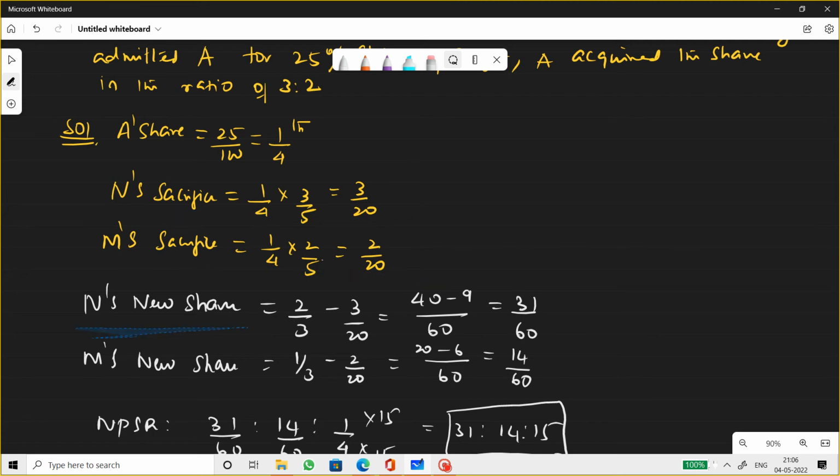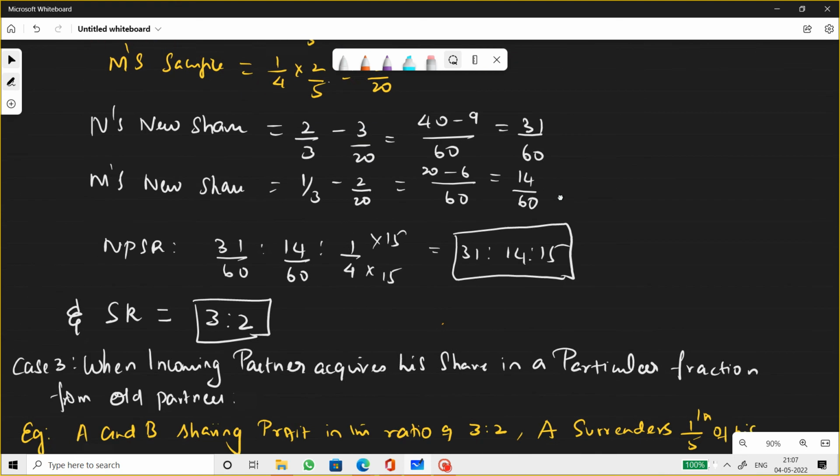So the new profit sharing share will be the old ratio, that is 2/3, minus the sacrifice 3/20. So 2/3 minus 3/20, if you take the LCM, you get 31/60. Likewise, M's new share is M's old ratio minus M's sacrifice. Old ratio is 1/3, sacrifice we know is 2/20. So we get M's new share as 14/60.